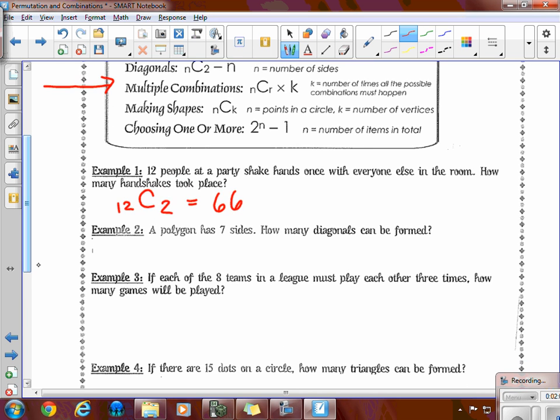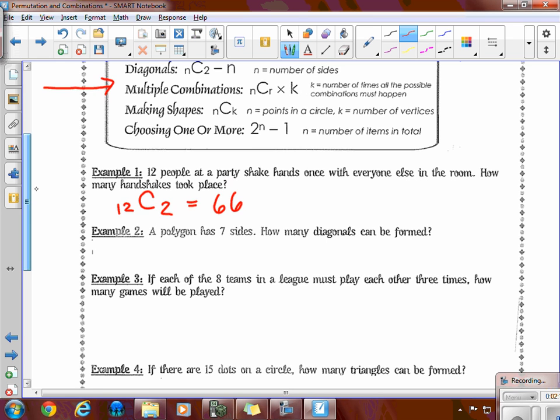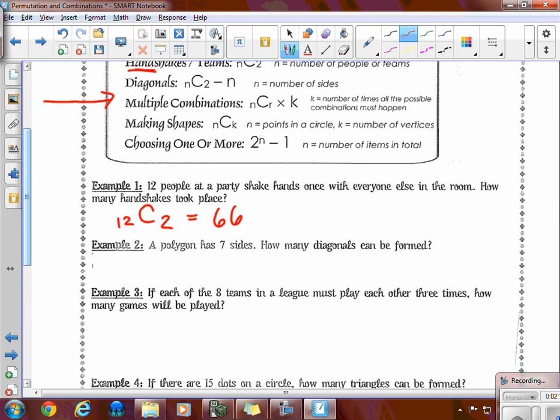Example 2: a polygon has 7 sides. How many diagonals can be formed? Well, the second one up there says diagonals. It says n choose 2 minus n, where n is the number of sides. So a polygon has 7 sides, and we'd be saying 7 choose 2 minus the 7 sides. This would be how many diagonals could be formed in this shape. Again, you could put this into your calculator and we'd determine that it's 14.